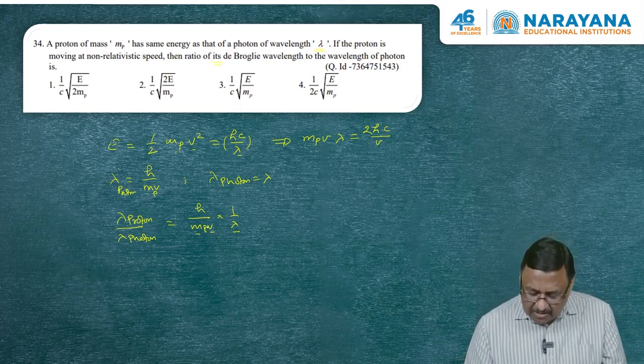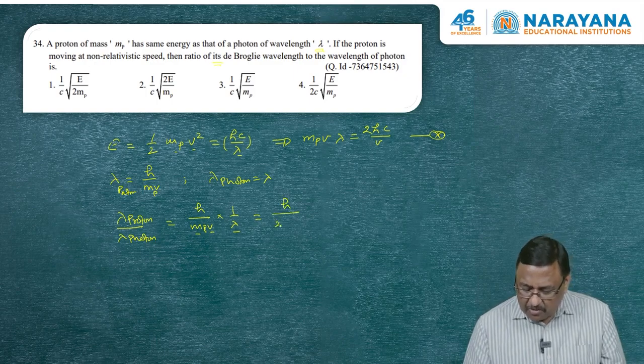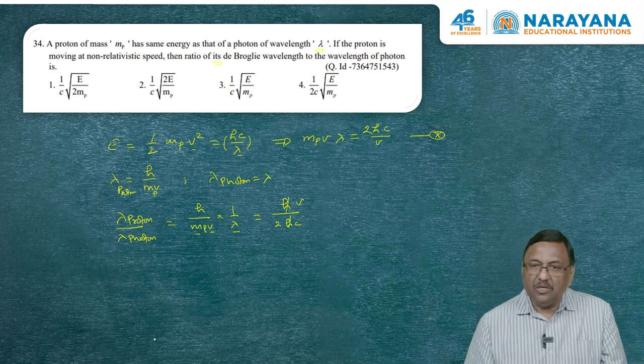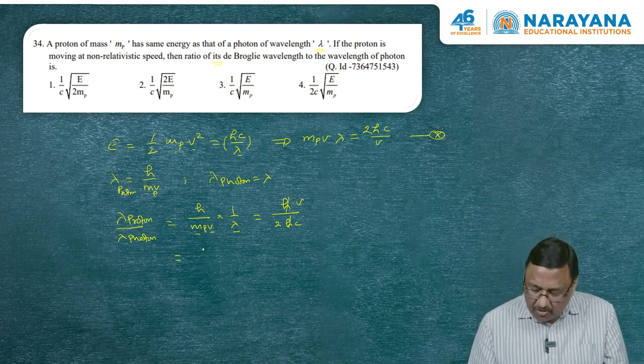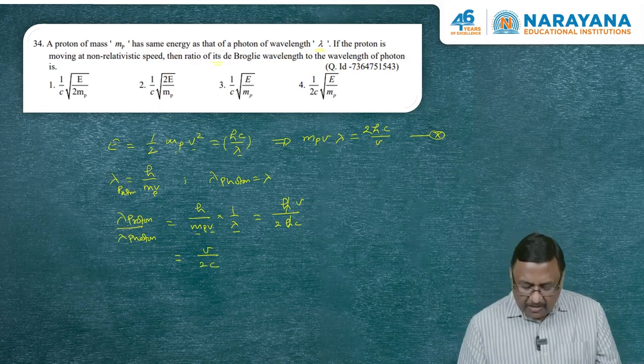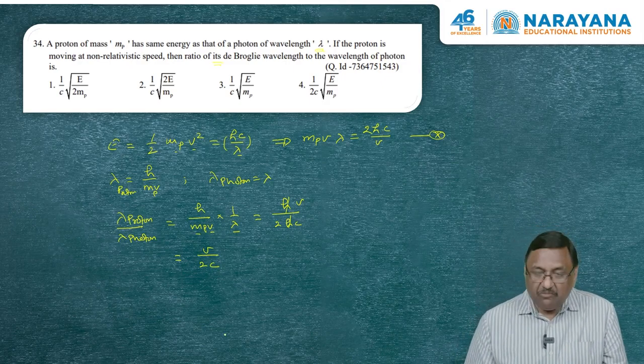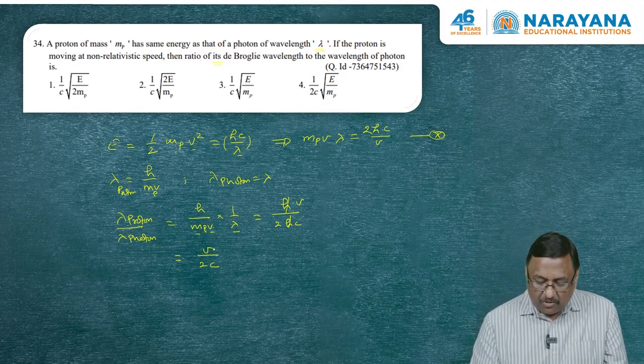Here I can substitute this value. So I write h divided by mp v into lambda, which is going to be 2 times hc divided by v. h goes out, and this ratio comes out to be v divided by 2c. But if you see these options, they have E and mass relations, but v is not there. That means ultimately we are forced to express this velocity in terms of E and mass.